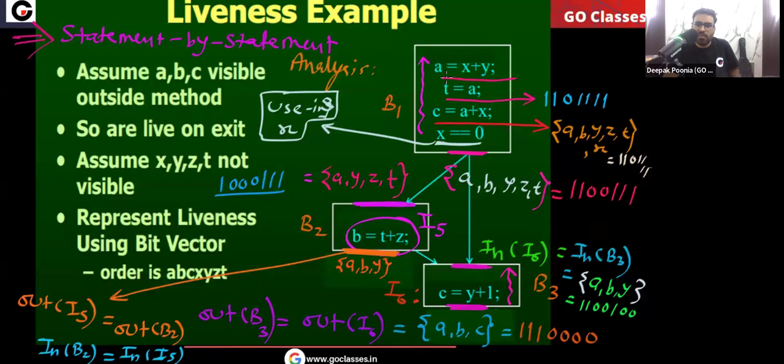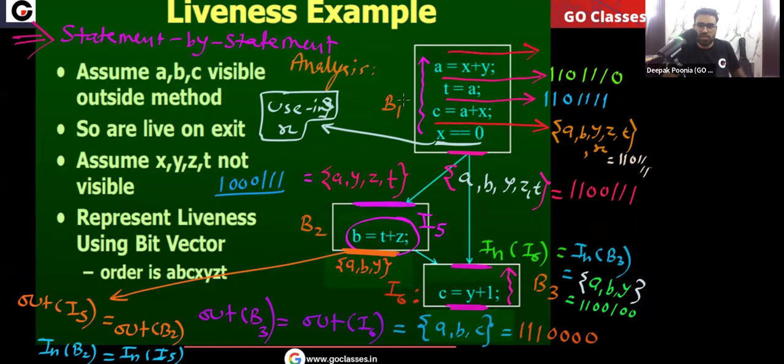Tell me about the bit vector here. You can see in the reverse direction, when you cross this statement here, we are defining T. So first you kill T, and then you generate A. Very simple. First you kill T, then you generate A. Already A is there. So I can say it will be A, B, C, X, Y, Z, T. First you kill T, then you generate A, and that's it.